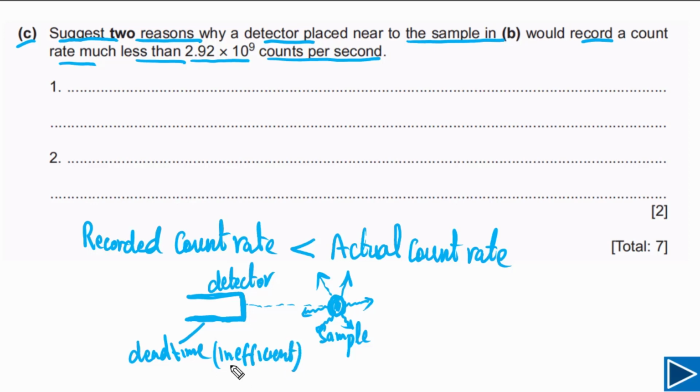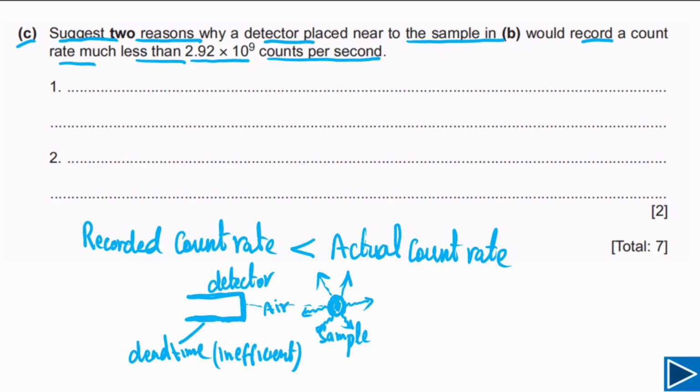You have to write just 2 points. So you can say the sample emits radiations in all directions, so all the radiations cannot reach the detector. You will get 1 mark. And for the second mark, you can say that some of the radiation is absorbed by air, because between the detector and the sample is air, and air can absorb alpha radiation. You can also say that some radiations may be absorbed by the window of the detector. If you write down these points, you will get 2 marks. You can also mention the dead time of the detector.